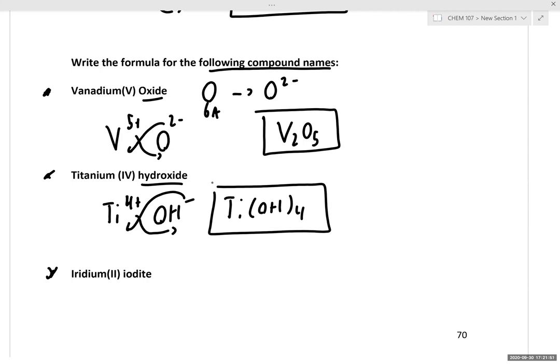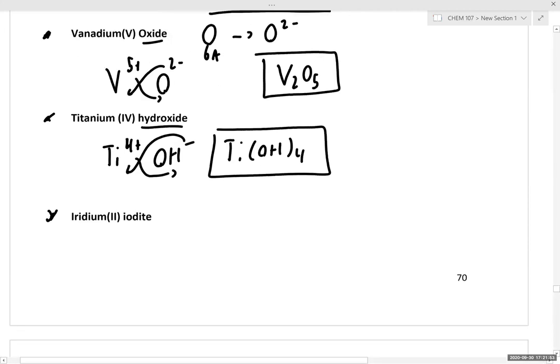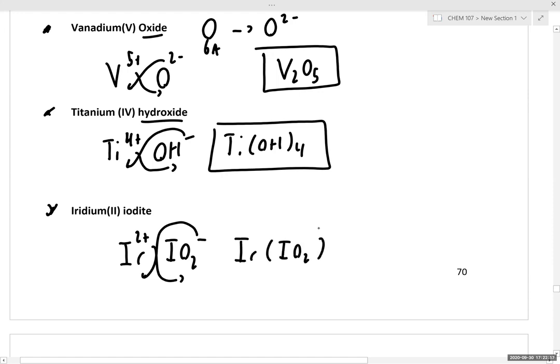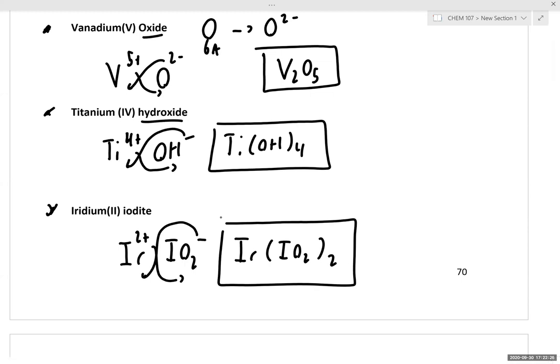Let's keep going now. Iridium 2 iodite. So iridium is Ir, has a charge of 2 plus. Iodite is IO2 minus. Now, all we have to do is cross our charges, and that gives us Ir(IO2)2. There we go. Does this example make sense to everyone? Is everyone comfortable with writing the formulas from the name?